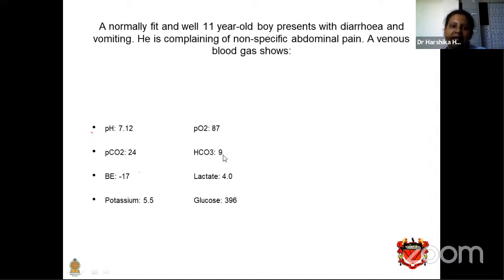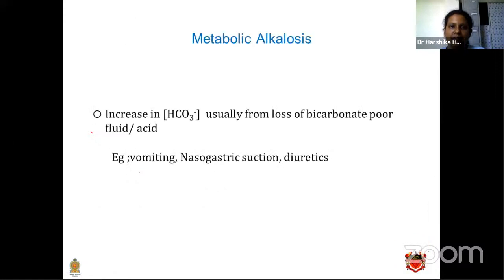So your primary initial change is bicarbonate. It tells you that this is a primary metabolic disorder. The compensatory response has happened in your CO2 tension. So this is a primary metabolic acidosis with respiratory compensation.